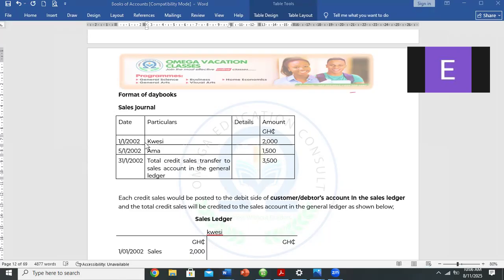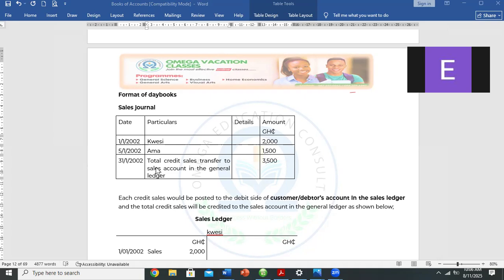So this is a typical example here. On 1st January 2002, we sold goods to Kwesi on credit. The amount involved was 2,000. On 5th January, we sold to Amma. The amount involved was 1,500. Now please note, when you are done, you need to sum up all the credit sales. And so that is what you see here, 3,500, which represents total credit sales. Professors, are we okay?